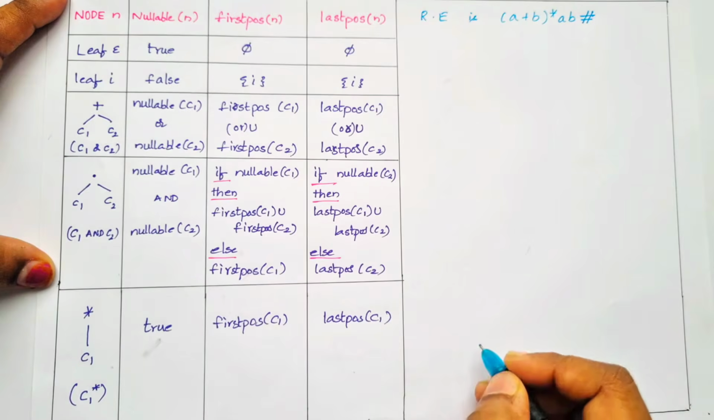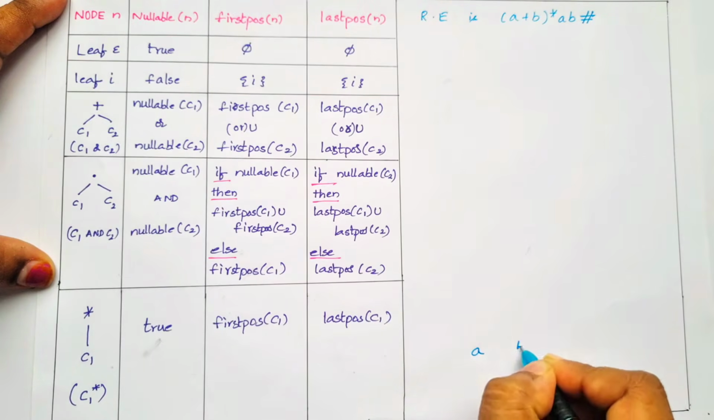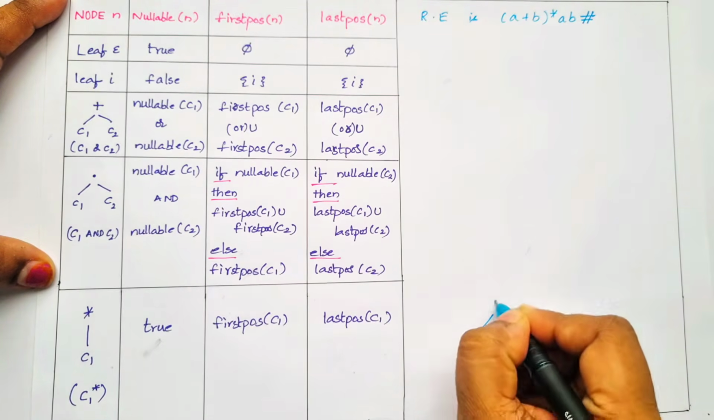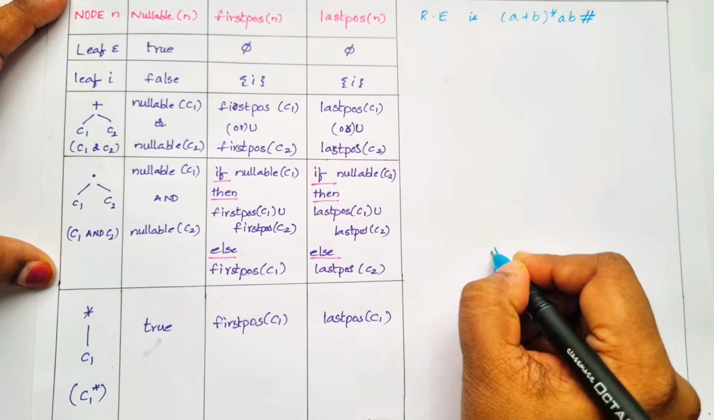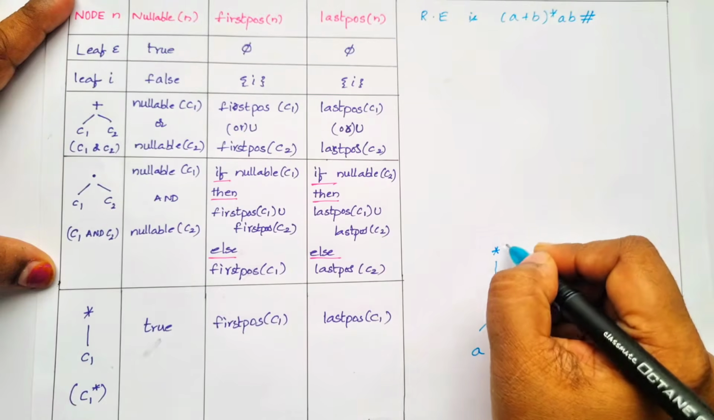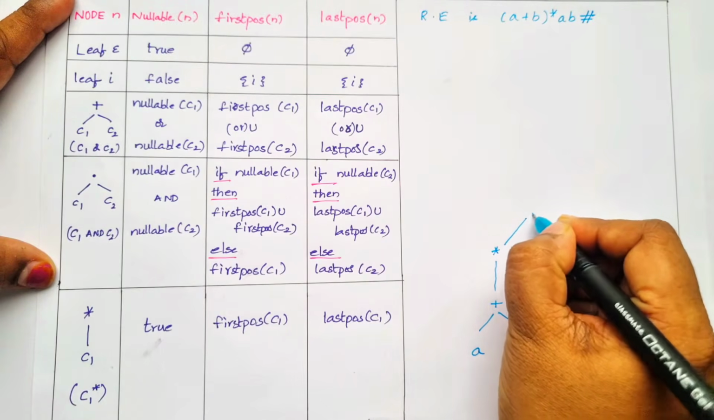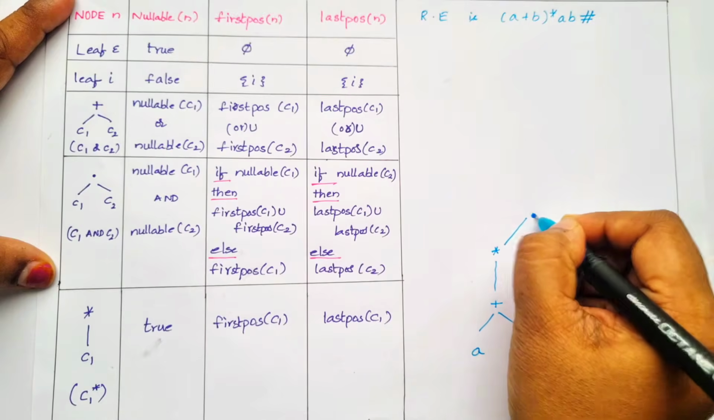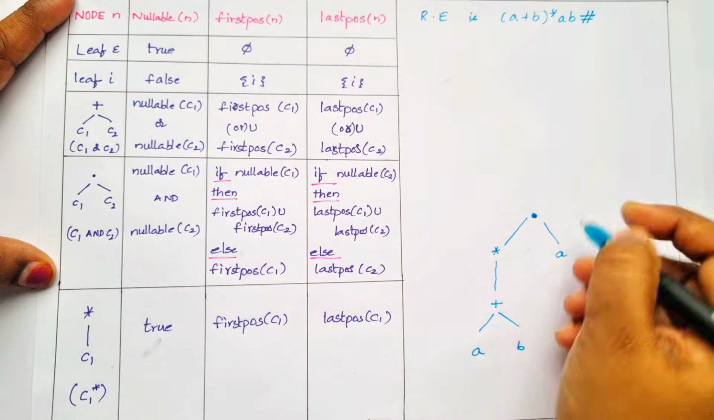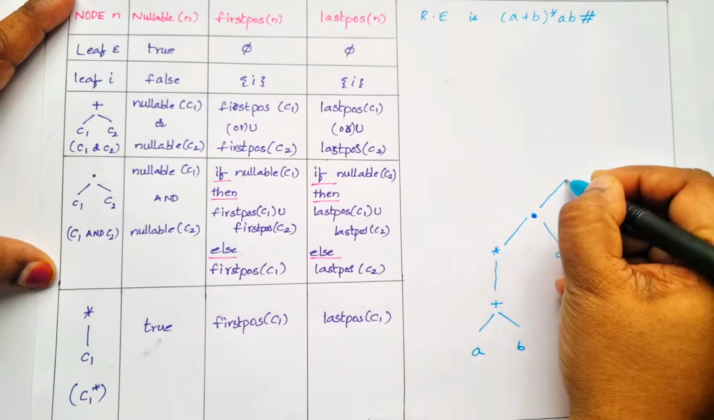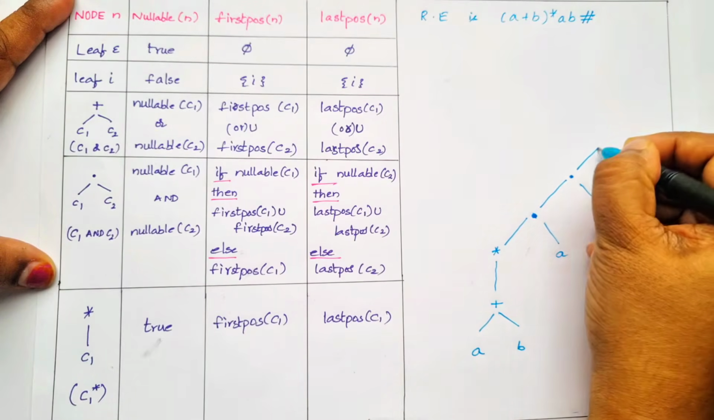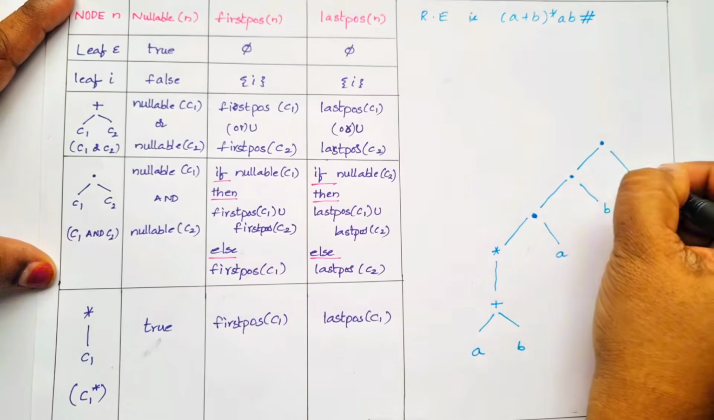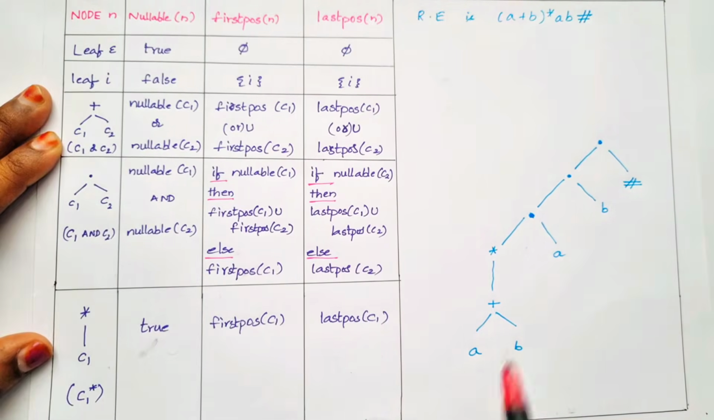See here, what is there first? A plus b. And then star is applied for this whole part. Next, it is concatenated with a, and then it is concatenated with b, and then it is concatenated with hash. This is the syntax tree for the given regular expression.